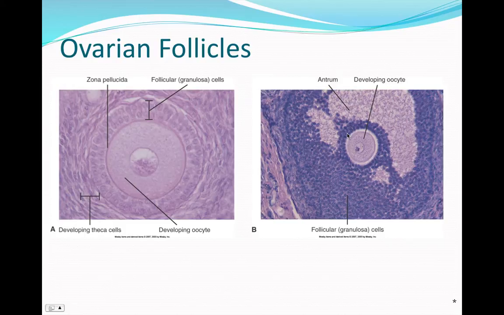Here are some real pictures of what ovarian follicles look like. You can see the developing oocyte right here. Here's the nucleus in the center and the zona pellucida on the outside. There is a cast of supporting cells that will help to nourish and protect the developing oocyte. And in the second picture, you see the developing antrum, which is that fluid-filled cavity that exists outside of the follicle walls.